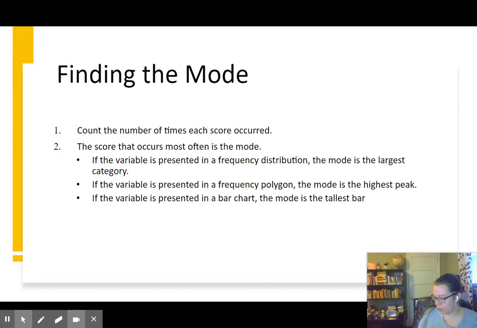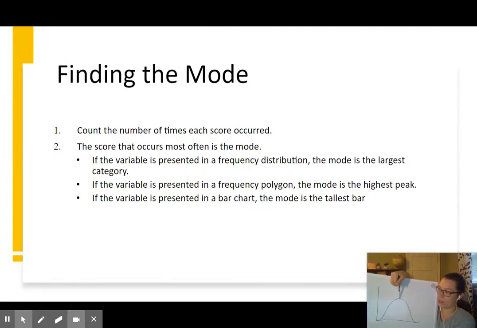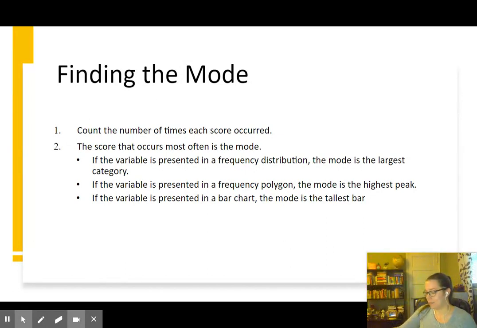In the distribution I just showed you of SAT scores that I made up, our mode is going to be here if this is how many people earned that score. The number that occurred most is going to be right there, because that makes sense.